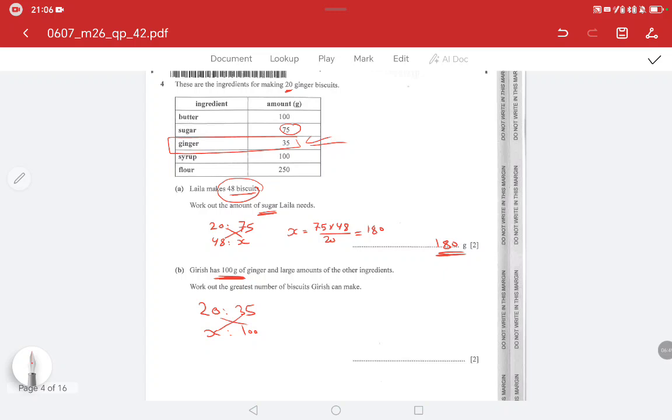So again, similar idea, cross multiply. So x equals 20 times 100 over 35. So let's see, 2000 divided by 35. So the answer is 57.1. But here they said work out the greatest number of biscuits, so they talk about number of biscuits. So it means we need an integer number in this case. So the final answer should be 57.